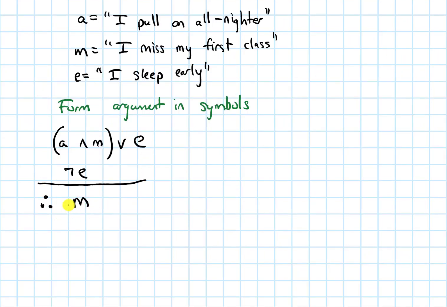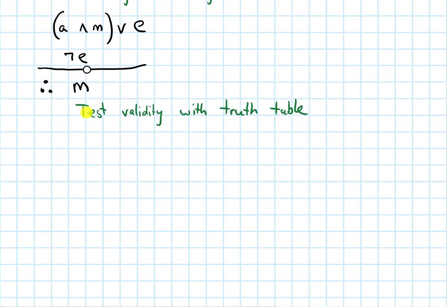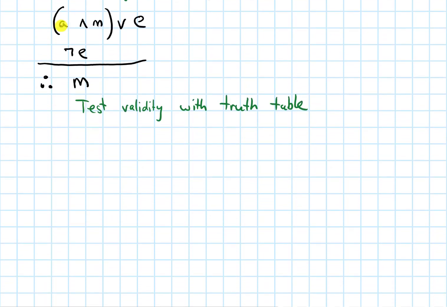Okay, so that is my argument right there. So now we have to test its validity with a truth table. I wanted us to see if this is a valid or invalid argument, and we're going to test that with a truth table. Alrighty, so let's give ourselves some room here. I'm going to need 3 simple propositions to build this. I'll need A, M, and E.